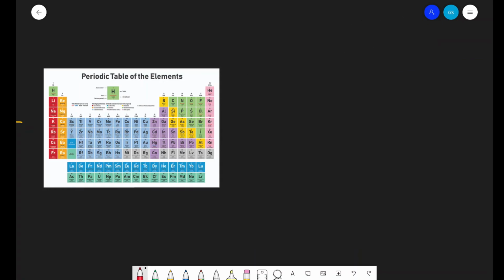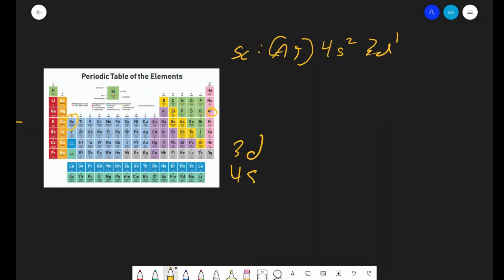Let's do another one. Let's do something fun. Let's do scandium. I'm going to do it in the short notation I showed earlier. So scandium is argon, 4s2, 3d1.